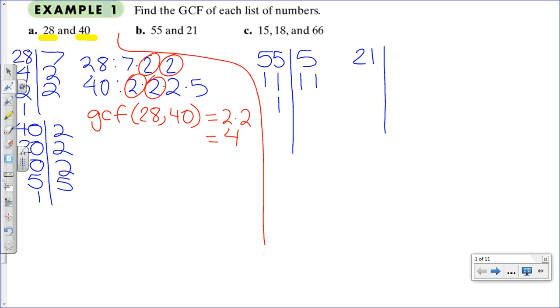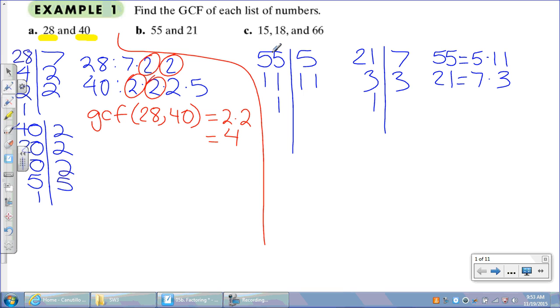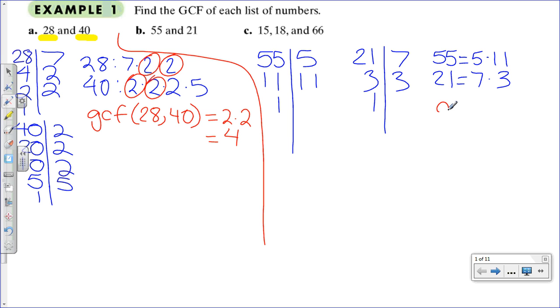So 21, we can divide by 7, we get 3. Divide by 3, we get 1. So now, as you can tell, 55 is the product of 5 times 11. 21 is the product of 7 times 3. And so, do they have any common factors? No, they don't, right? So if they don't have any common factors, by definition, we get that the GCF of 55 and 21 is equal to 1.